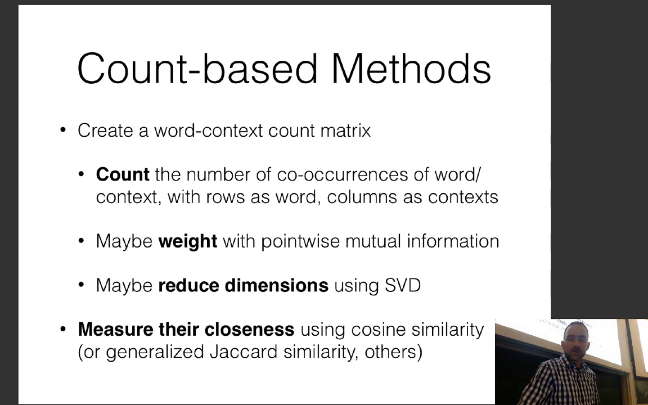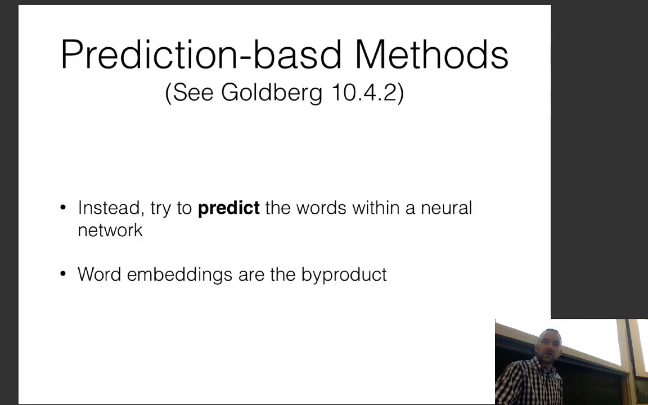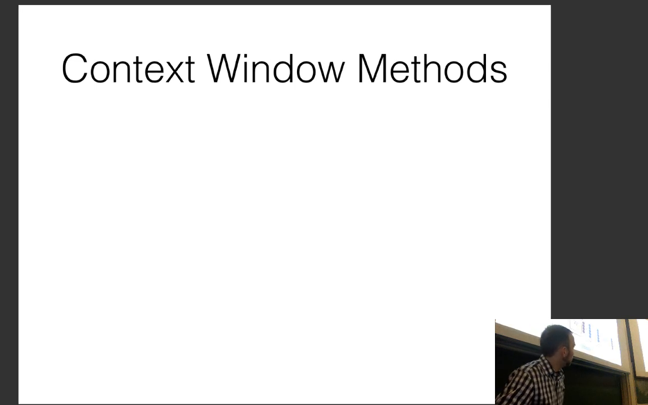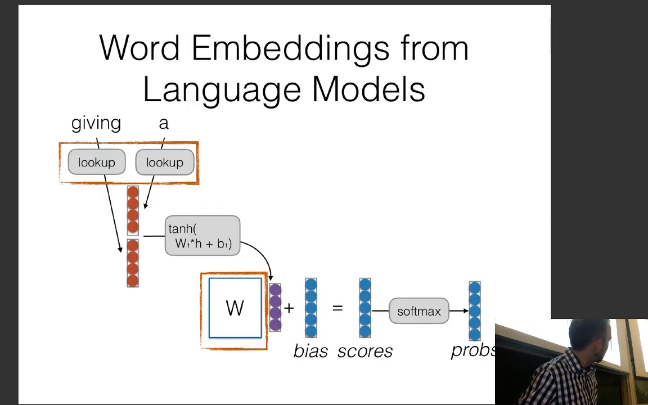So these count-based methods, they're very efficient. They're easy to train, and conceptually simple. But prediction-based methods instead try to predict the words within a neural network, and word embeddings are the byproduct of this. And you can get word embeddings just from language models. So if you remember our language model from our last class, we had two places where word embeddings came into our language model, like in the lookup matrices here, and the output softmax matrix here.